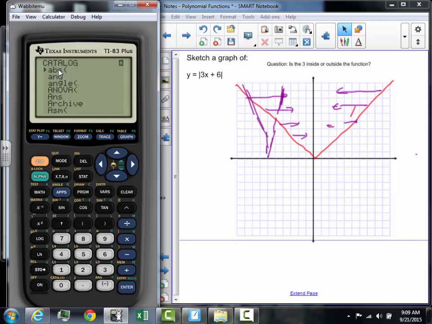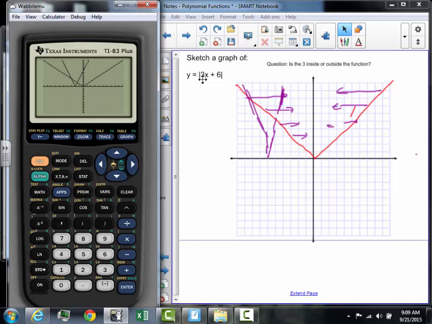If you have a newer calculator, it might actually put those big lines on either side of it. Mine doesn't, so I have to type in 3x plus 6. Let's graph it. Let's talk through just what happened here.